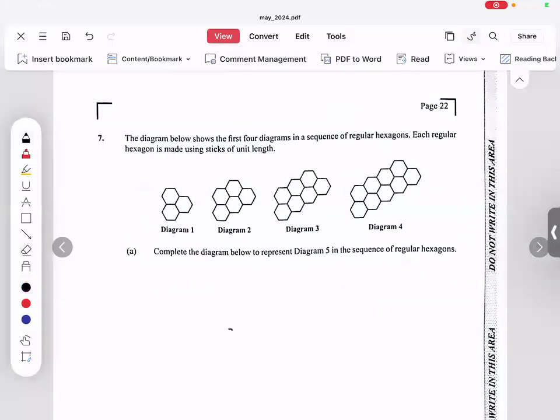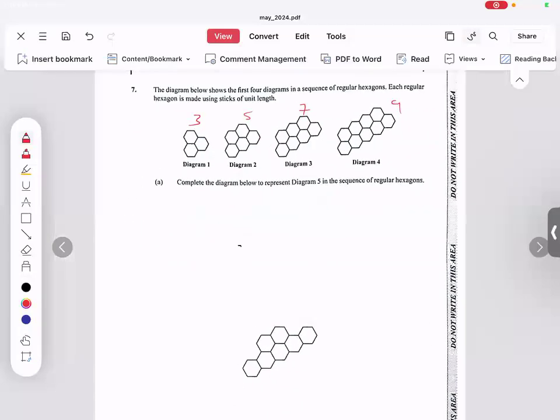So let's pay attention and see if we can find a pattern, guys. Diagram 1, how many hexagons do you see? Diagram 1, 3 hexagons. Very good. Diagram 2, how many hexagons? 5. Diagram 3, how many? 7. Do you catch the pattern yet? 9. You go up by 2. So the next one is what now? 11. So the diagram that is down here is supposed to end up with 11 hexagons.